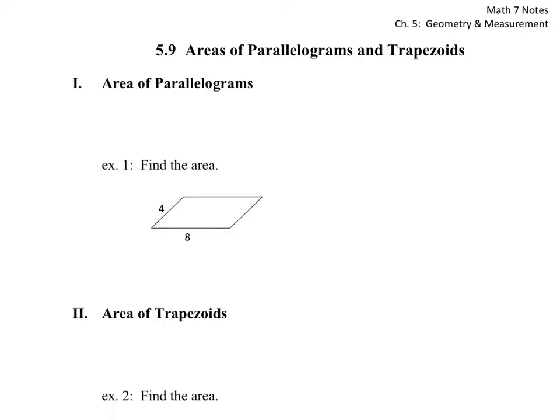So section 9, areas of parallelograms and trapezoids. Just like the last few sections, as you do the homework questions, I'm going to ask you for credit. If you want credit, do it like I'm doing here in the homework, where you write out the equation with just the variables, and then you put the numbers in, and so on.